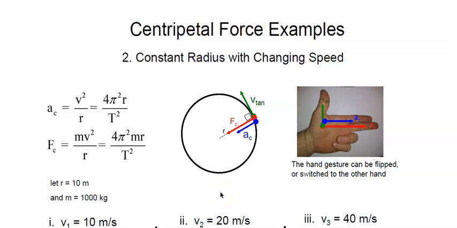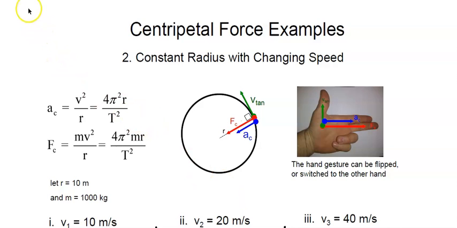Today we're going to be talking about centripetal force examples with a constant radius and a changing speed. In the last video we had a changing radius with a constant speed, but today we're going to be looking at how a change in speed affects the required force to keep a car in the turn.